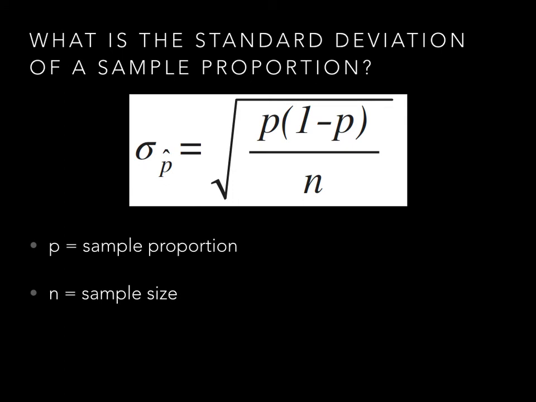What is the standard deviation of a sample proportion? Well, luckily, we have this cute little formula. Sigma of p hat is equal to the square root of the proportion times 1 minus the proportion, divided by the sample size. So the square root of p times 1 minus p over n, where p is your proportion and your sample size is n.